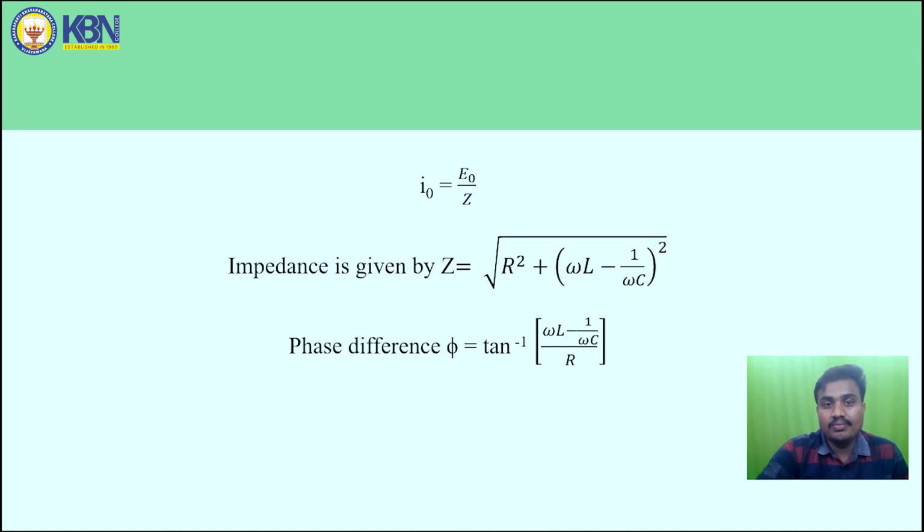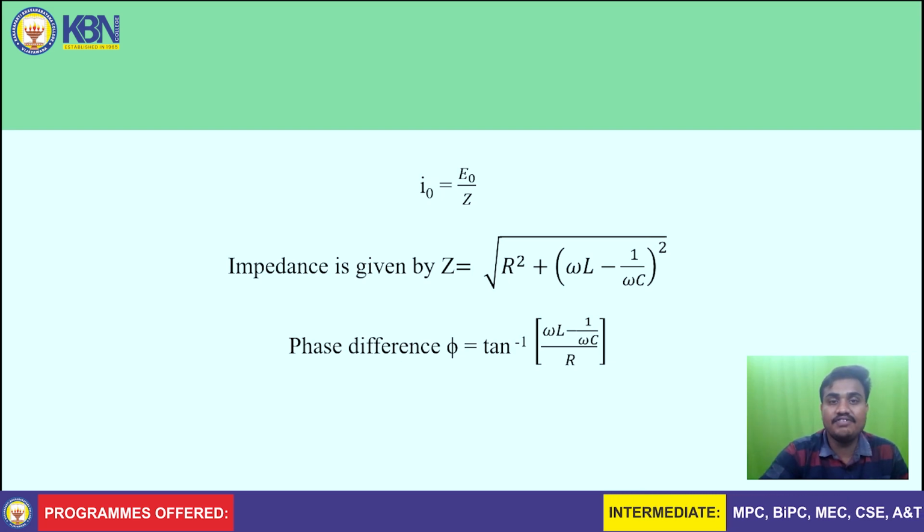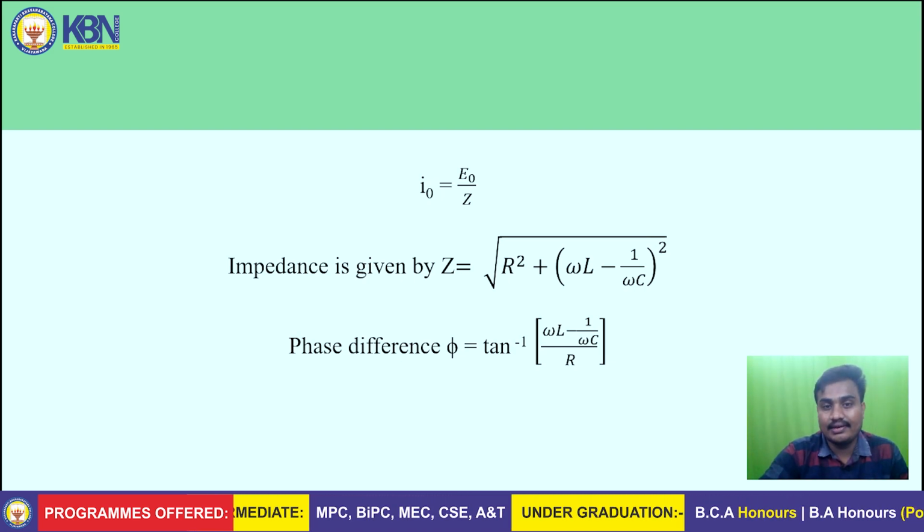Here X_L is equal to omega L and X_C is equal to 1 by omega C. They are called the inductive reactance and the capacitive reactance respectively. And the phase difference is given by tan phi equal to (omega L minus 1 by omega C) by R, where R is the resistance of the resistor. Or you can say that the phase difference phi is equal to tan inverse of (omega L minus 1 by omega C) by R.